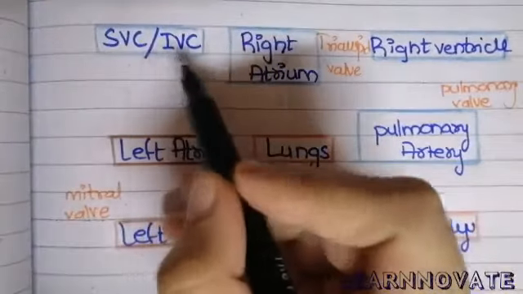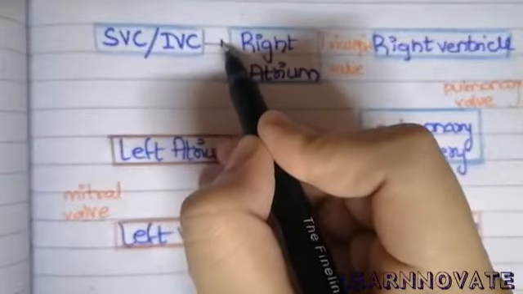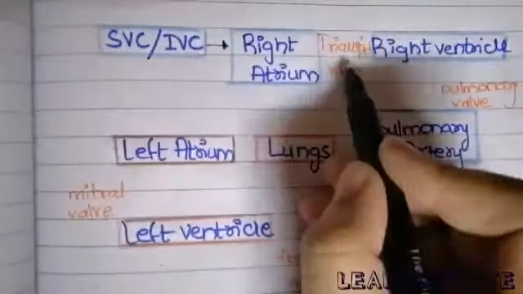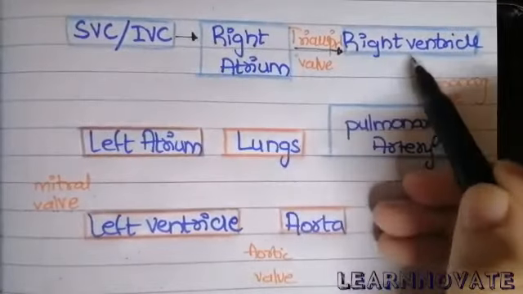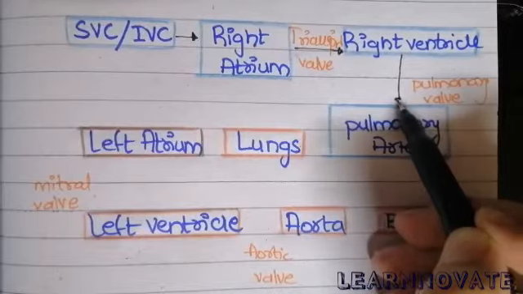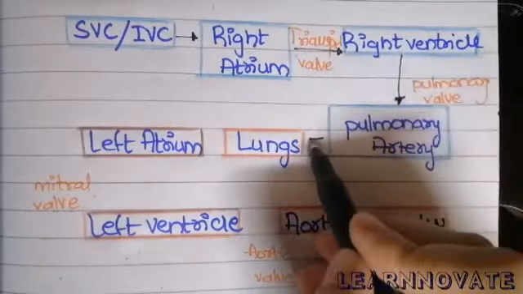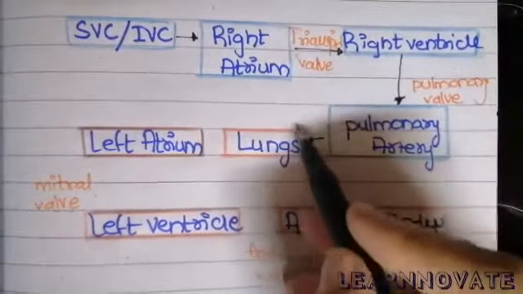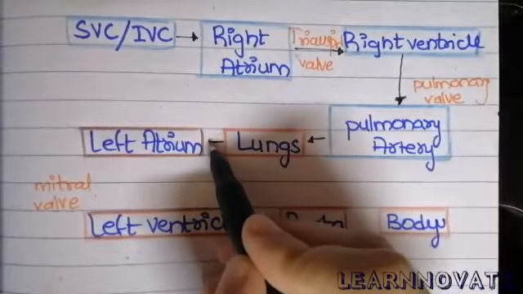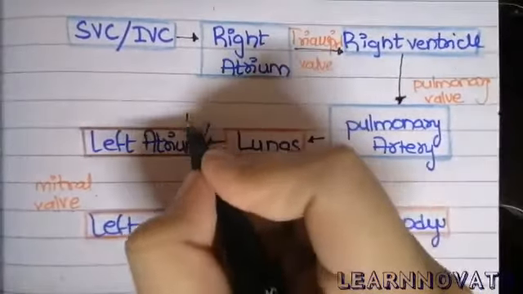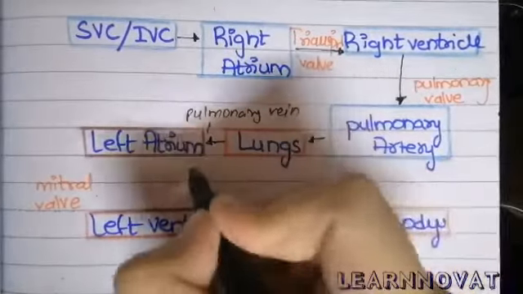Starting from the superior and inferior vena cava, the deoxygenated blood comes and goes into the right atrium. From the right atrium, through the tricuspid valve, this blood passes into the right ventricle. From the right ventricle, the blood passes into the pulmonary arteries. The pulmonary artery passes the blood to the lungs, and here there is oxygenation of the blood. That's why the color changes from blue to red. And from the lungs, the blood comes through the pulmonary veins. Here one part is missing. The blood comes through the pulmonary veins to the left atrium.